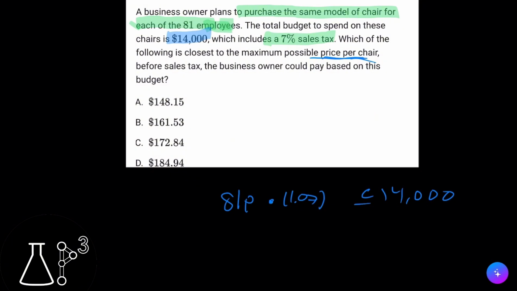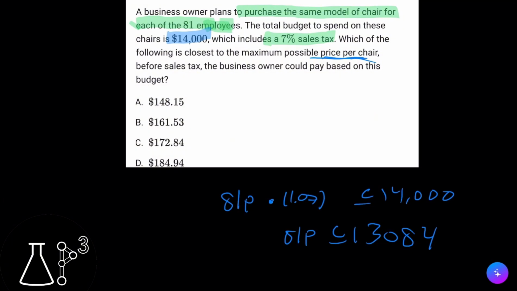So I'm going to get 81p is less than or equal to 13,084. This is the value before tax. I took away the tax, and this is the inequality to look for the maximum possible value of chairs before the sales tax. Now what I have to do is solve for the price per chair, so we know how many chairs we can buy for 81 employees. 81 employees will get one chair each, but we have to look for the maximum price of a chair per employee.